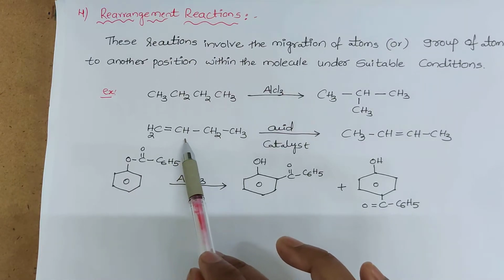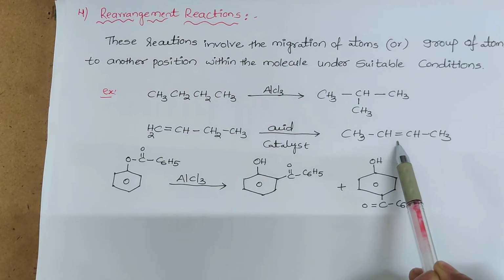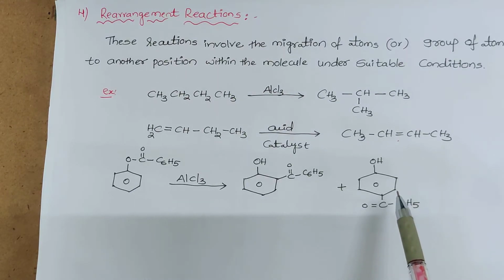Here CH2=CH-CH2-CH3: the position of the double bond is here, and then the position of the double bond is here. Just a small change in the position of a double bond takes place within the molecule. That's why it is an example of rearrangement reaction. These reactions involve migration of atoms or a group of atoms to another position within the molecule under suitable conditions. This is about the classification of organic reactions: substitution, addition, elimination and rearrangement reactions.